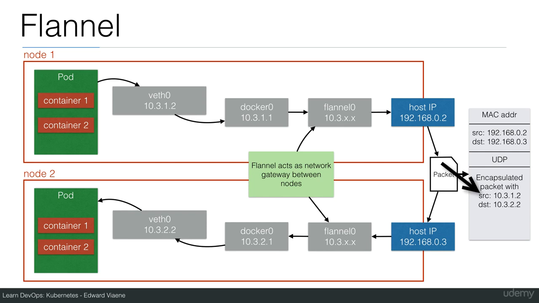So that encapsulated packet goes then to the host IP, flannel0. It actually gets to a normal packet again and goes then all the way to the other pod. So Flannel acts as a network gateway between the nodes. So you're going to have an overlay network so that you can assign each pod a unique IP address that is not really known by the real network. That's it in a nutshell.